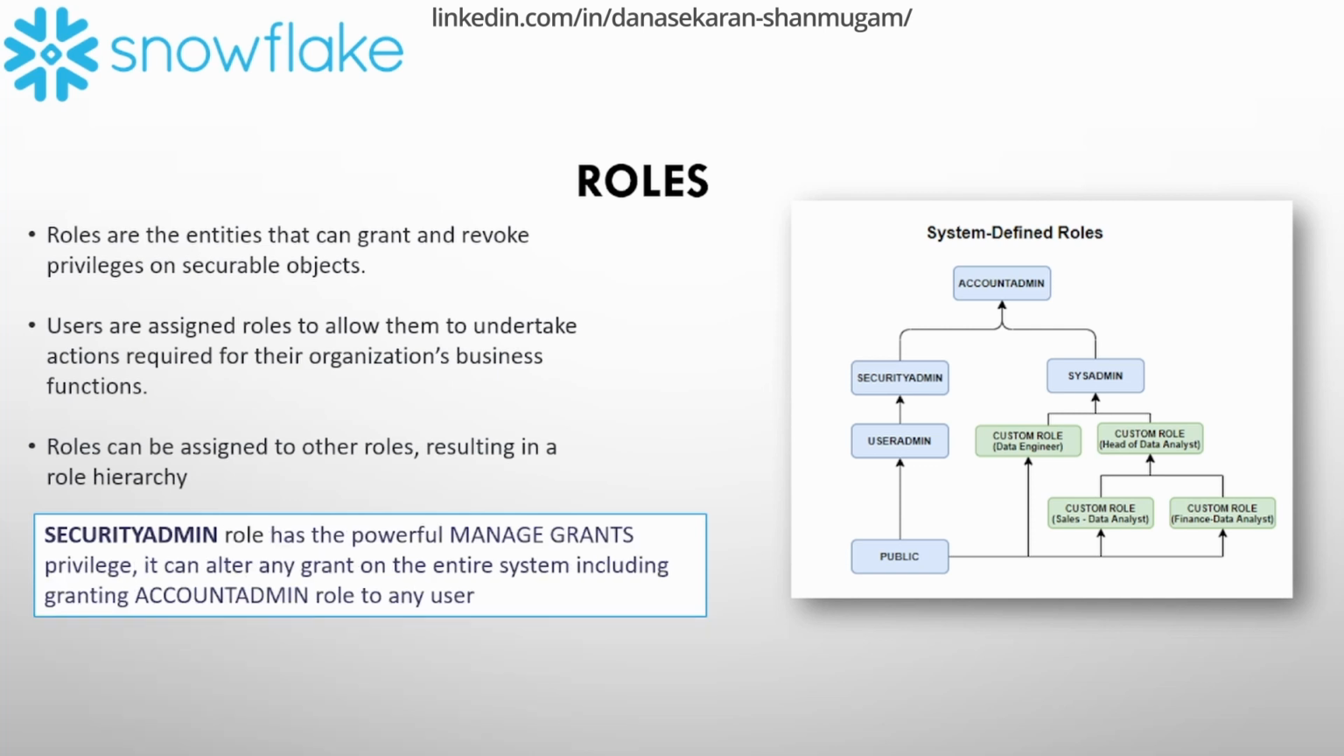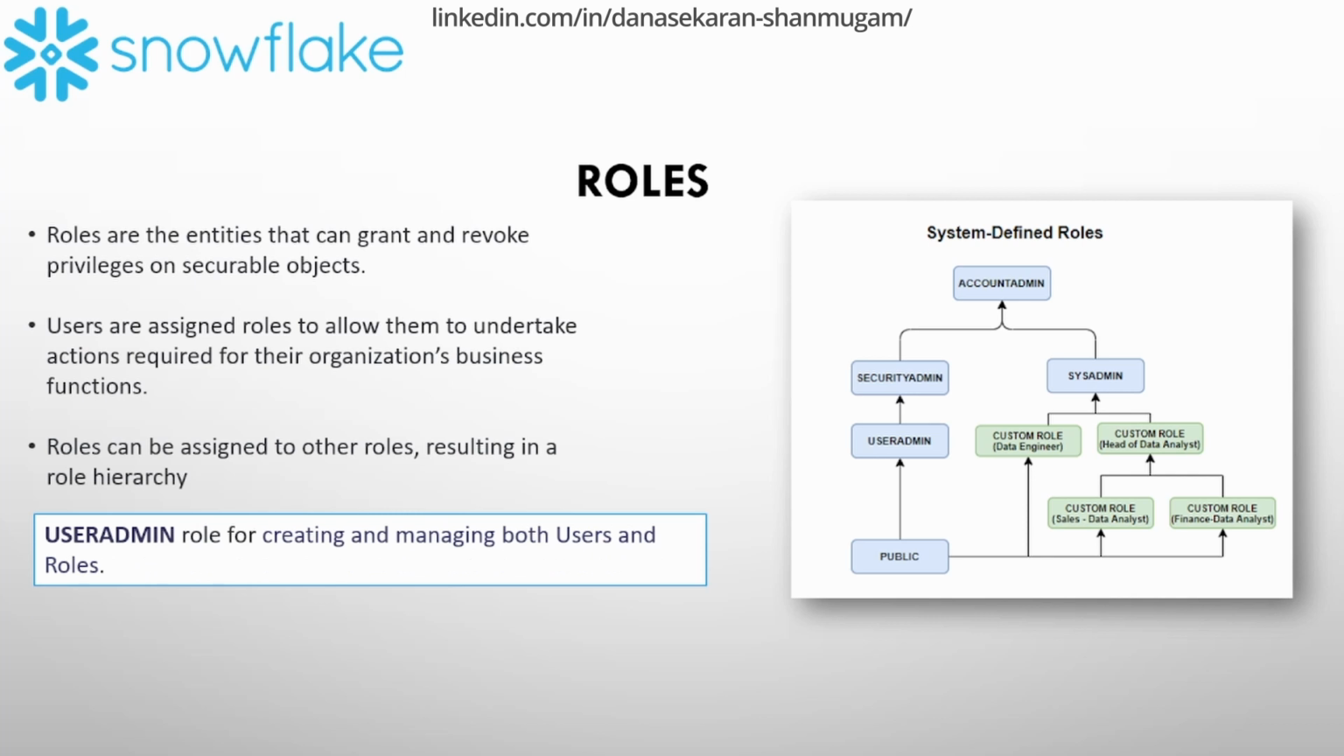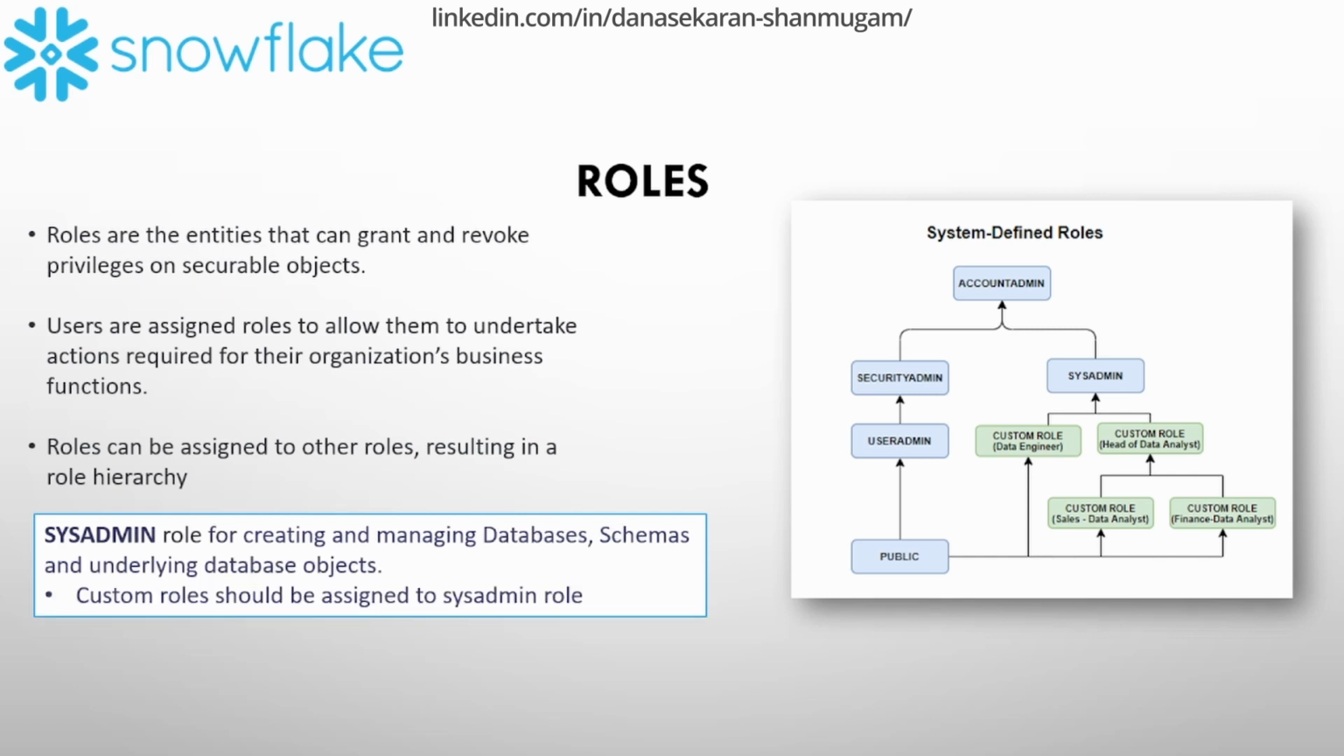Next one, the security admin. Security admin role has the powerful manage grants privilege. It can alter any grant on the entire system, including granting account admin role to any user. It clearly says that security admin is the most powerful grant privilege it has. Next one, user admin. User admin role is used to create and manage the users and roles. Next one, the system admin. System admin role is for creating and managing the databases, schema and database objects. Also, all the custom roles should be assigned to system admin role.